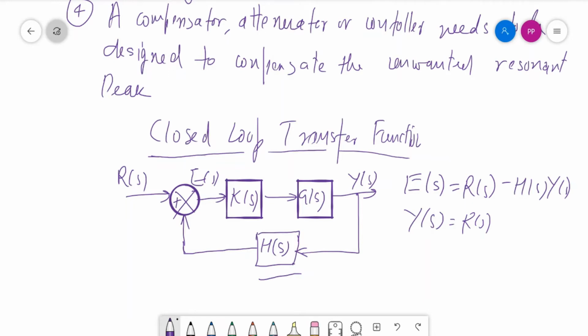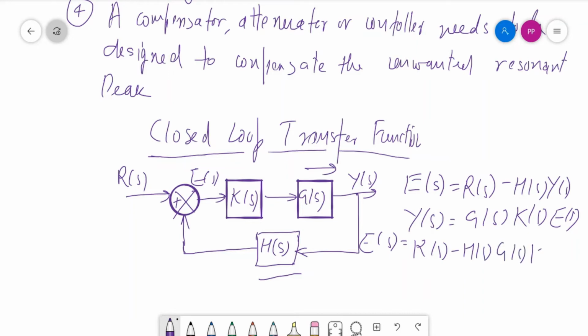Sorry, this is Y(s) equal to G(s), directly coming from G(s), and before that there is K(s), and before that there is signal E(s). So it should be written like this. So now we can write E(s) equal to R(s) minus H(s) into G(s) into K(s) into E(s). I am just replacing the value of Y(s) in the first equation.